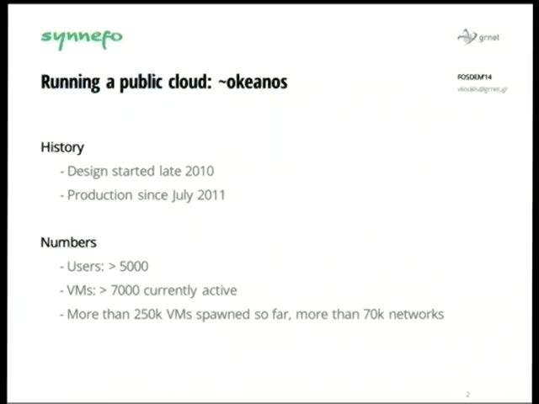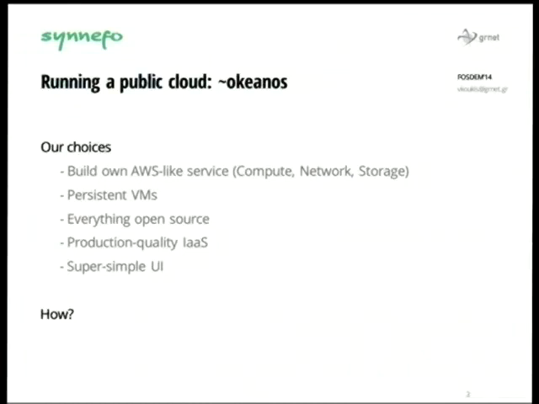Okay, how did it work and how did we build it? We wanted to build an Amazon-like service in the sense that it provides compute, storage, and networking capabilities. We wanted the VMs to be persistent, meaning the VMs should be able to withstand transient hardware failures. How do you do that? I'll be talking about that right next.